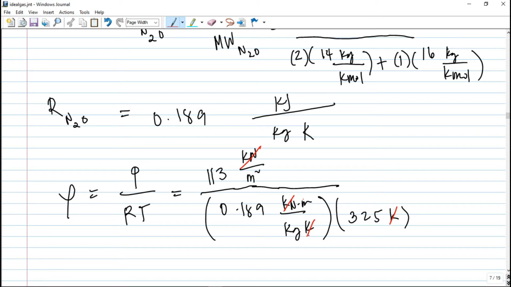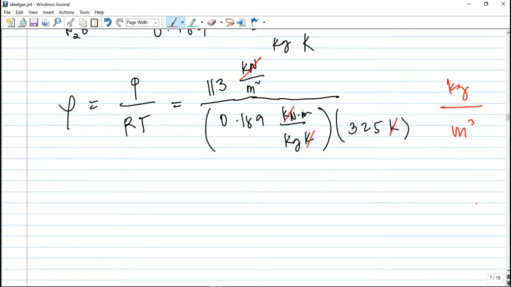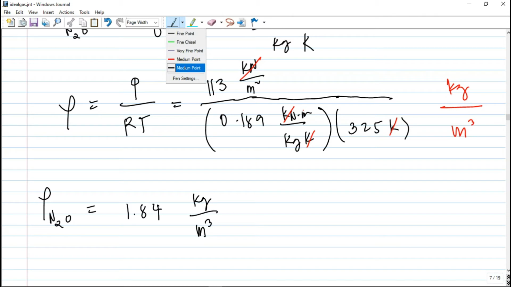Then itong kilograms, ilalagay natin dun sa taas to simplify. So ang unit nito is kilograms per cubic meter, so that is a density unit. So lagyan natin ng denotation: the density of dinitrogen monoxide is equal to 113 divided by this RT, which is found to be 1.84 kilograms per cubic meter. So this is the final answer for this problem.